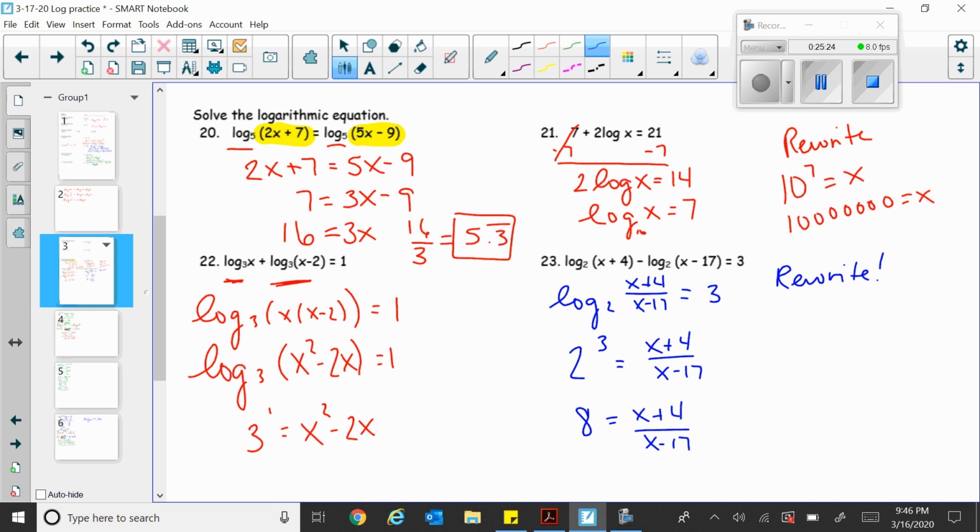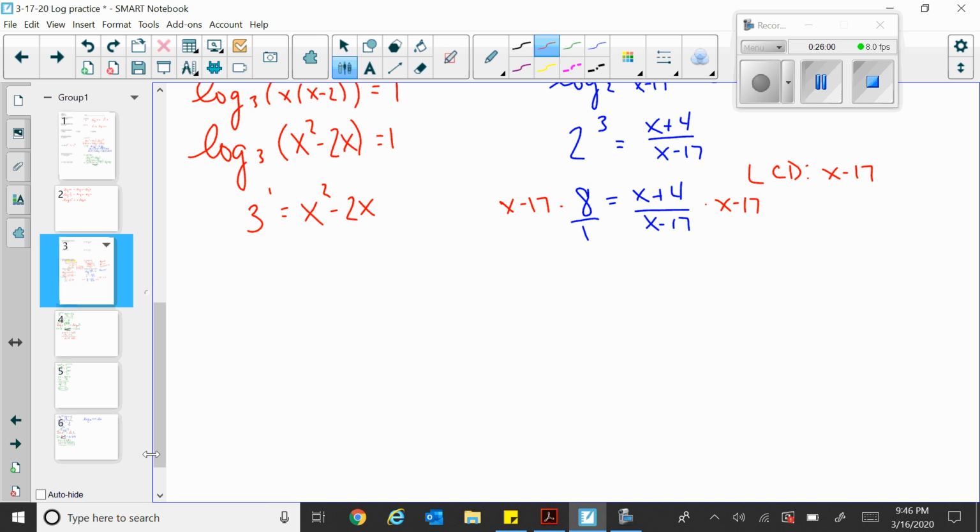So at this point, what I would do is, we got to get an LCD. This goes back to a couple chapters ago. Actually, I think it was this last chapter. So to solve this, you got to get an LCD. Yuck. Okay, so the LCD, they're not all this nasty, just so you know. The LCD is going to be x minus 17. So you're going to multiply both sides of the equation by x minus 17. Okay, so these x minus 17s cancel out. That's the nice part.